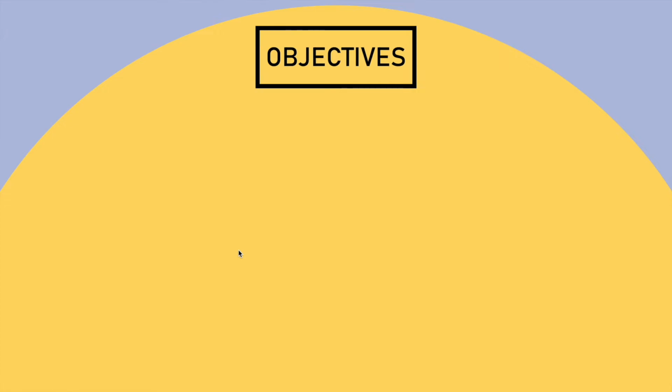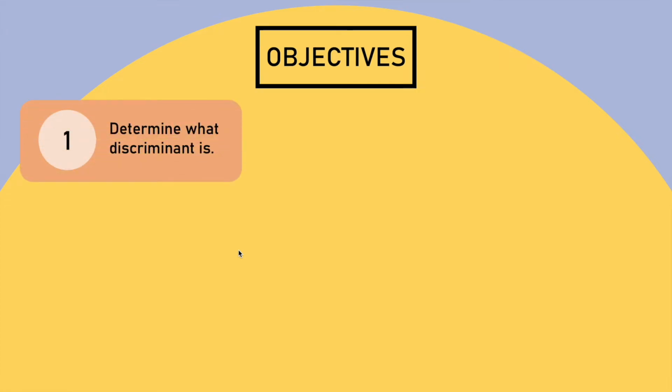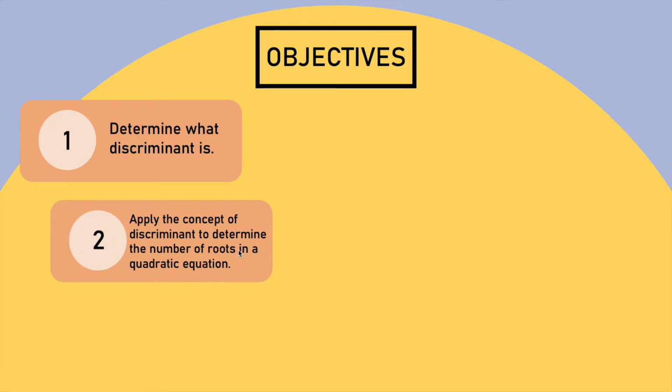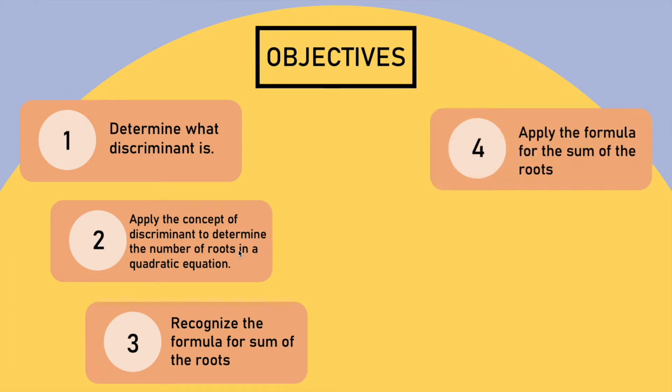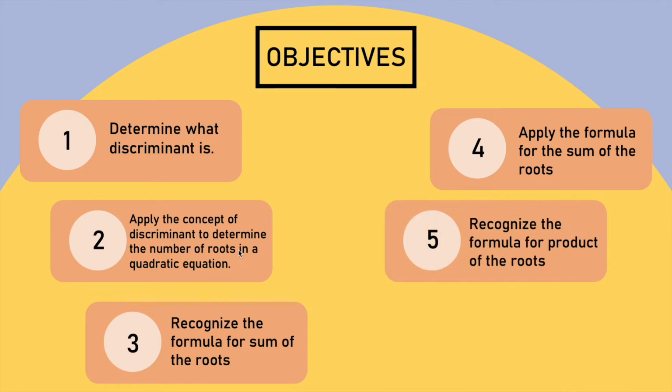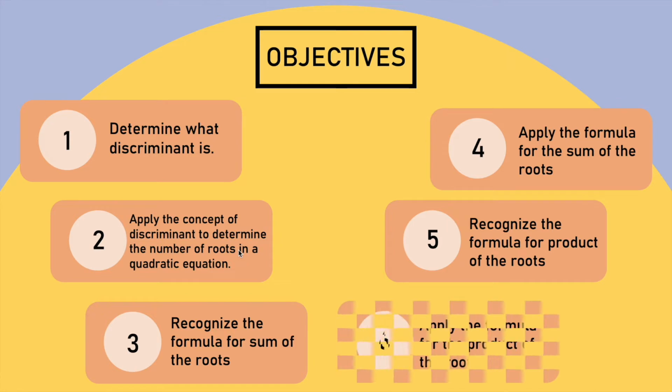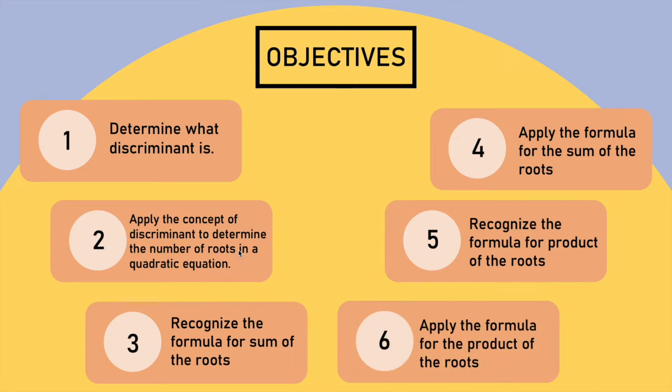Our objectives are: number 1, determine what the discriminant is. Number 2, apply the concept of the discriminant to determine the number of roots in a quadratic equation. Number 3, recognize the formula for the sum of the roots. Number 4, apply the formula for the sum of the roots. Number 5, recognize the formula for the product of the roots. And number 6, apply the formula for the product of the roots.